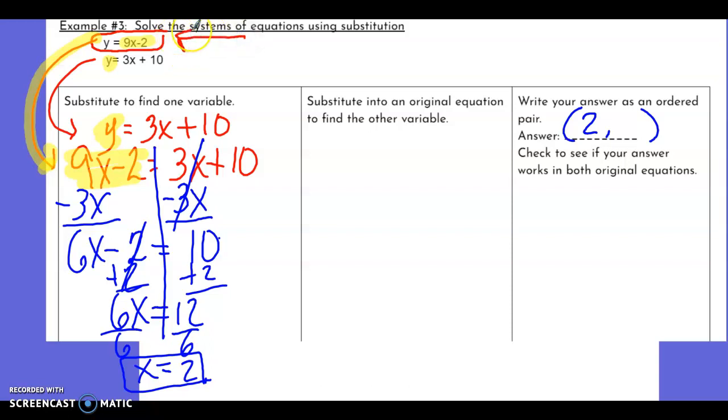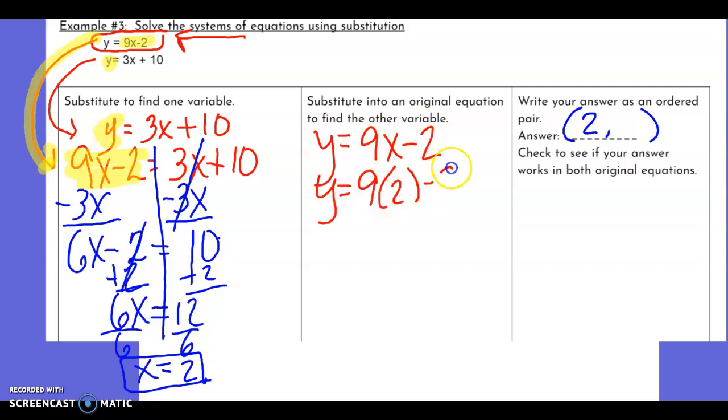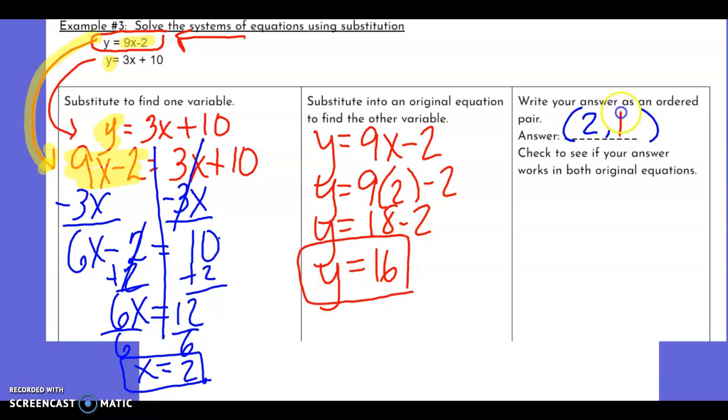I like going back to my one that I boxed that had the y by itself. So I'm going to solve for y. If y equals 9x minus 2, then I'm going to have y equals 9 times 2 minus 2, or y equals 18 minus 2, which is 16. So my y-coordinate is 16. So the ordered pair where these two lines would intersect is the point 2, 16. I could have substituted that x also into the bottom equation. I would have gotten the same number.